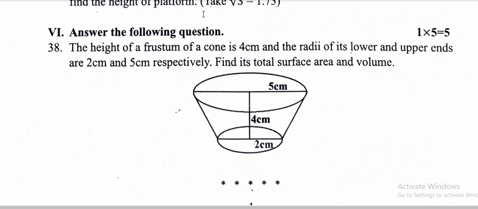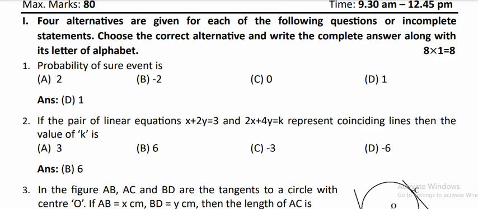So students, this is the question paper of the preparatory examination. Now we have to see how the key answer is for this question paper. Here the first question is: probability of the sure event is.